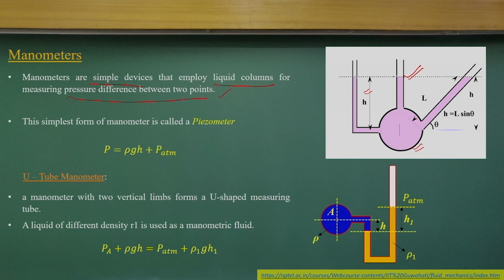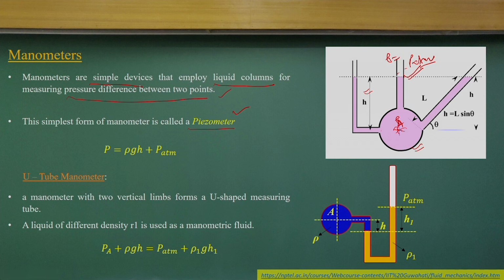In this case, we are measuring the pressures in the conduit, the pipes, using a simple manometer or liquid columns. You can see the simplest form is a piezometer, which is shown here. To find the pressure, we know the pressure at this point is P atmospheric. If I take a point P here, and this dimension is very small compared to the height of this piezometer column.